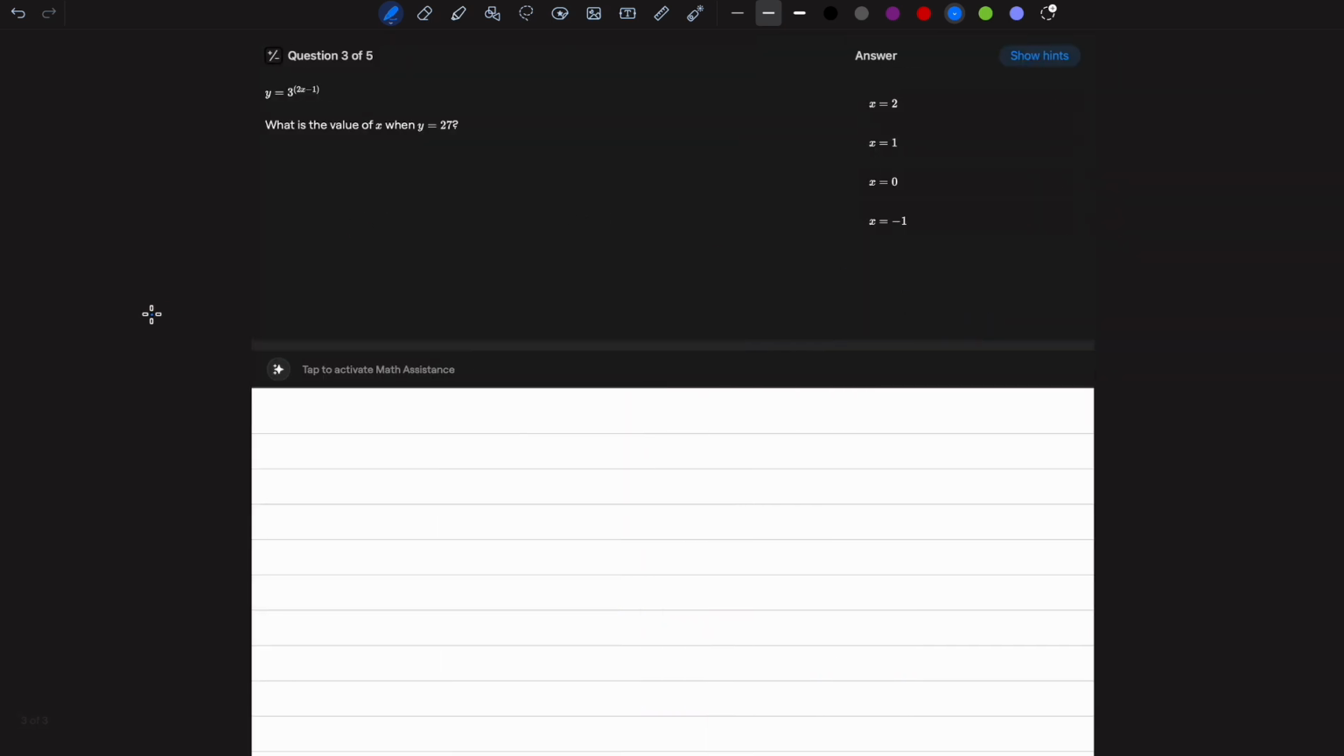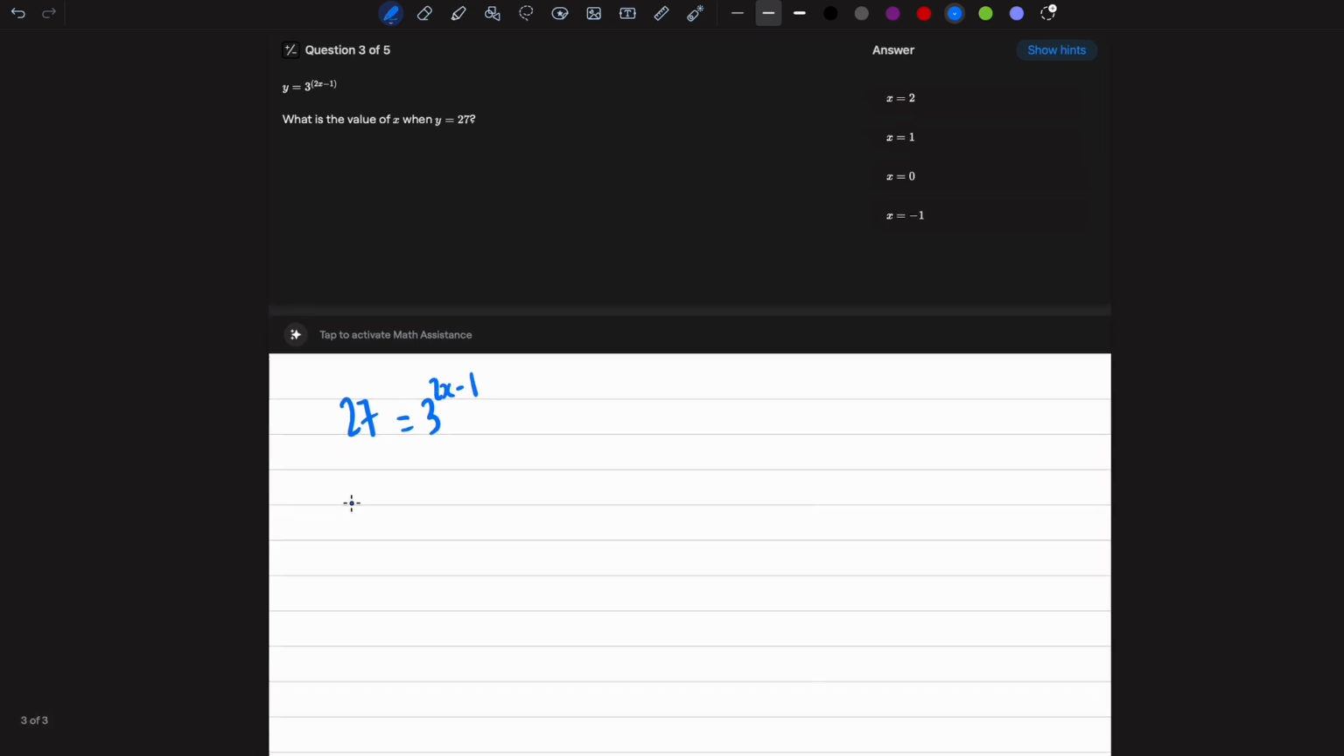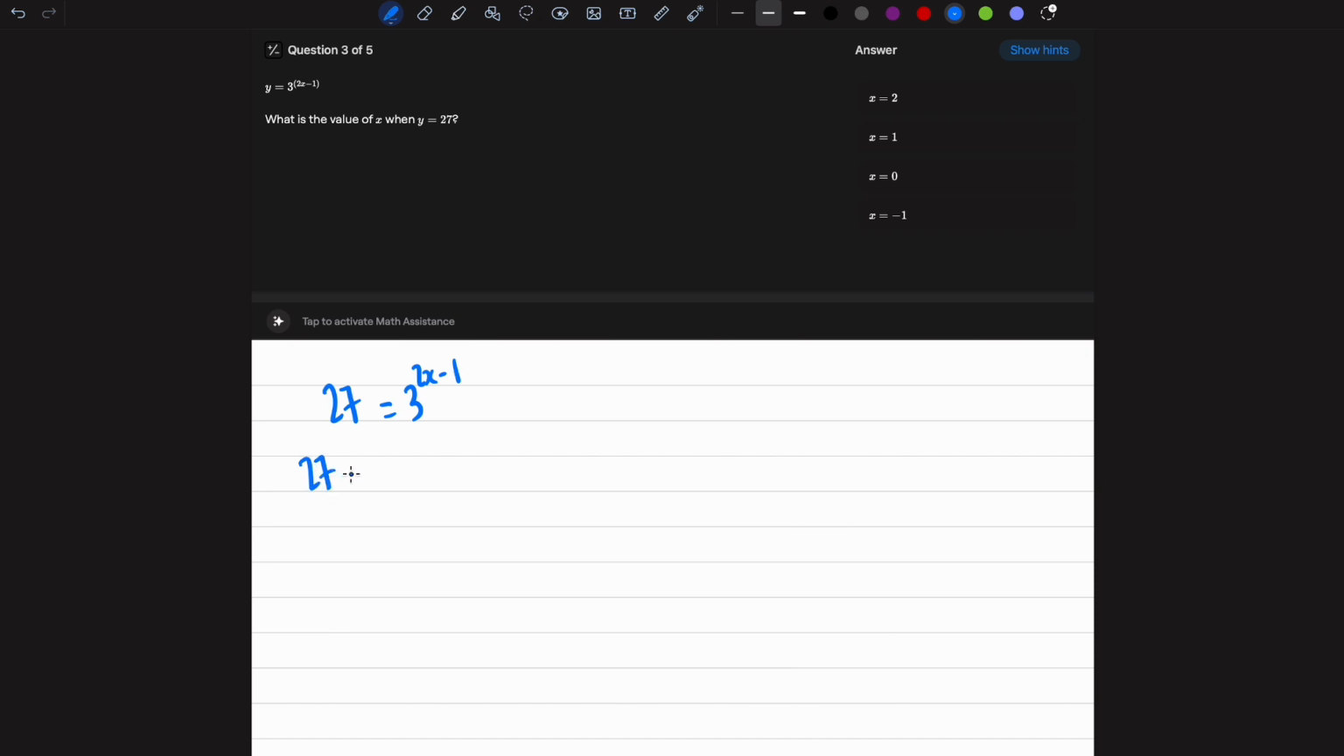So I have y is equal to 3 to the power 2x minus 1. What is the value of x when y is equal to 27? So we're saying that 27 is equal to 3 to the power of 2x minus 1. Well, how would we do this? Well, we know that 27 is equal to 3 to the power of 3, right? Because 3 times 3 times 3 is equal to 9 times 3, which is equal to 27. So now I have 3 to the power 3 is equal to 3 to the power 2x minus 1.